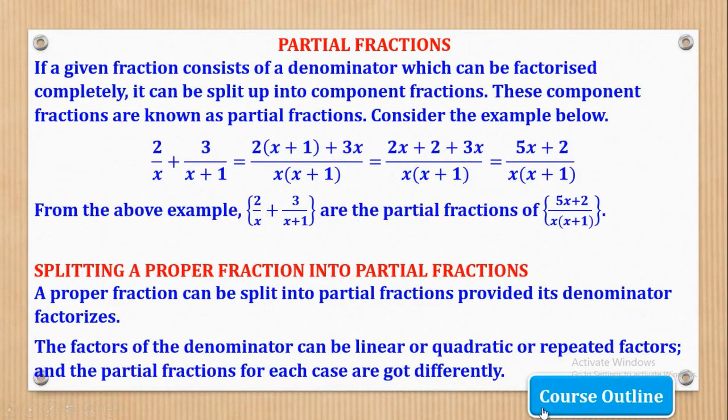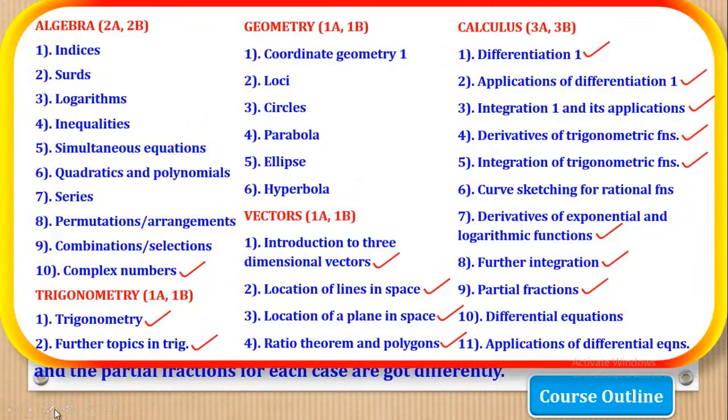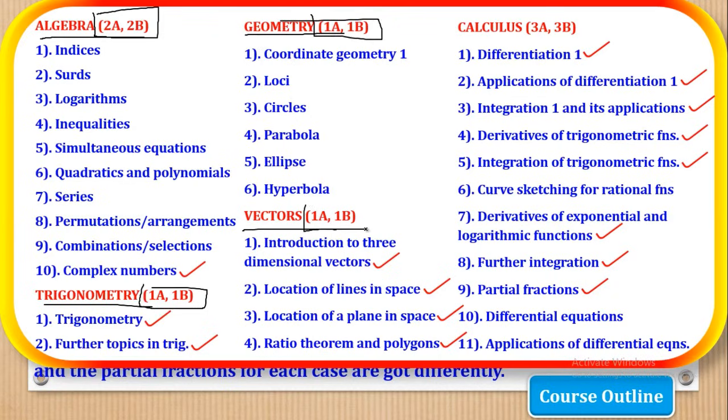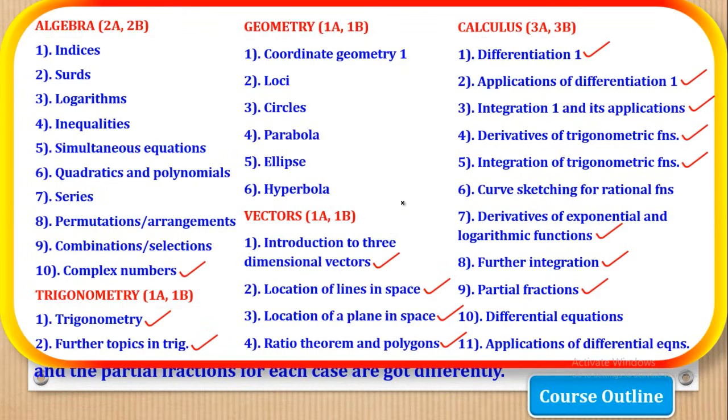Before we start, I would like to share with you the course outline for pure mathematics. Pure mathematics is divided into 5 parts. One is algebra, then trigonometry. For algebra, you will expect 2 questions in section A and 2 questions in section B. For trigonometry, 1 question in section A, 1 in section B. For geometry, still 1 question in section A, 1 in section B. Vectors, 1 in section A, 1 in section B. And lastly, calculus, 3 in section A and 3 in section B. What is ticked is what has been covered, and in this video we are going to go through the topic of partial fractions.